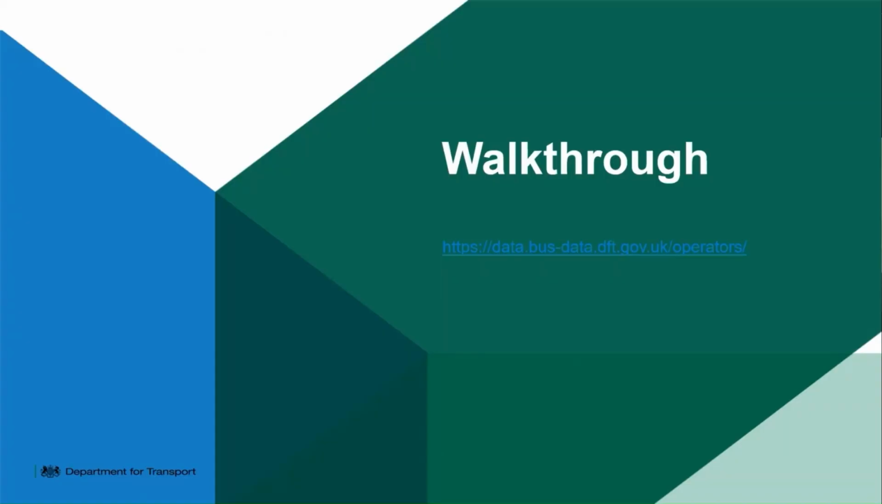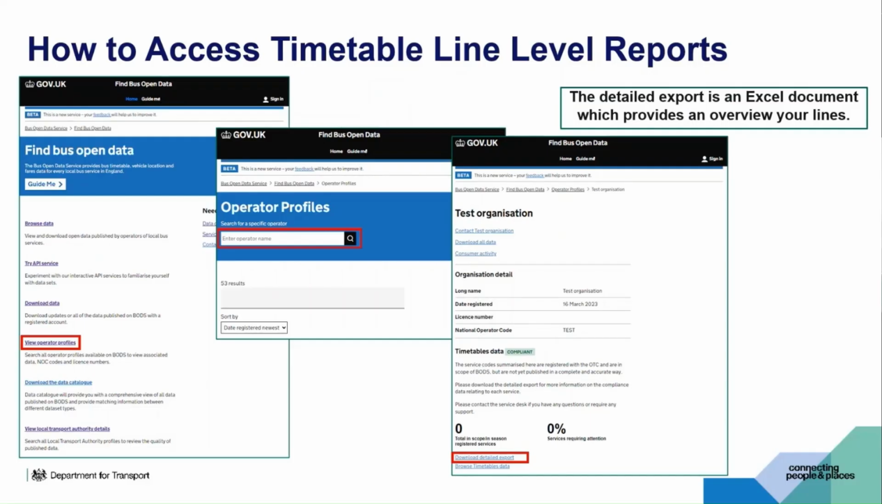And just to quickly run through a walkthrough of how to navigate to this report and what's included. As you know, you'd navigate to the BODS platform, click Find Bus Open Data, then click View Operator Profiles, search your operator's name, and then you'd be navigating towards your operator profile page. And then in the timetables data section, you'll see the total in-scope services requiring attention percentage. So you want this ideally to be as low as possible. That indicates there are fewer services requiring attention.